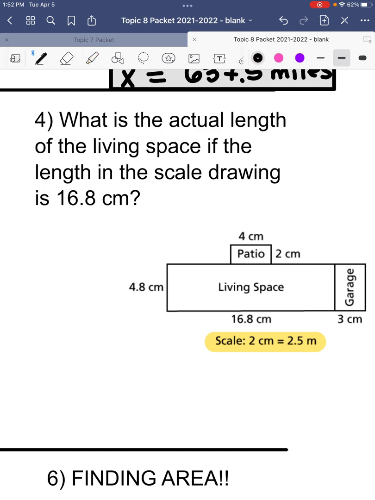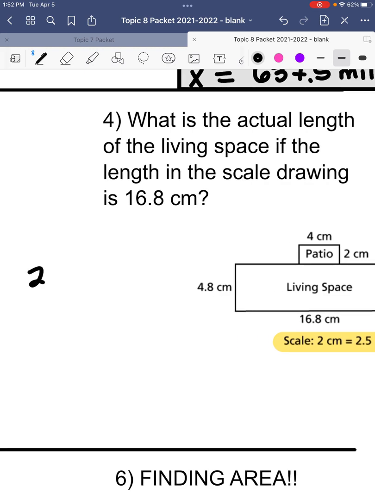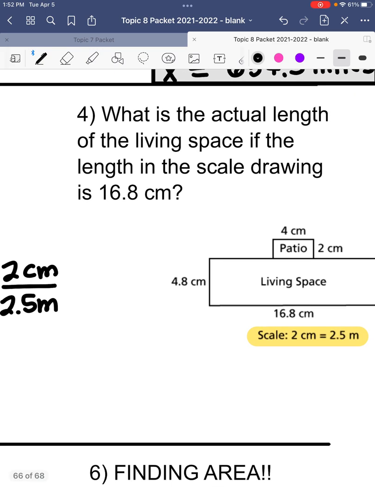Okay, so 2 centimeters, I'm going to set it up like this, equals 2.5 meters. That's the ratio that I'm working with, right? Now, that ratio is a fraction. I just included the units there, so I'm going to set that equal to another fraction. And I want to know, what is the actual length of the living space if the length on the scale drawing is 16.8 centimeters? Notice 16.8 centimeters.